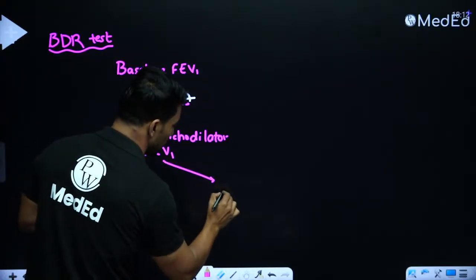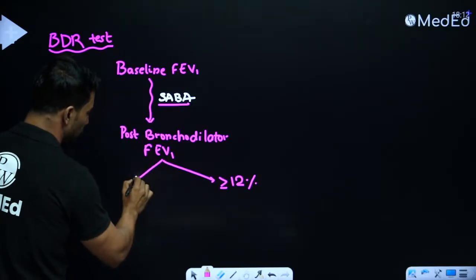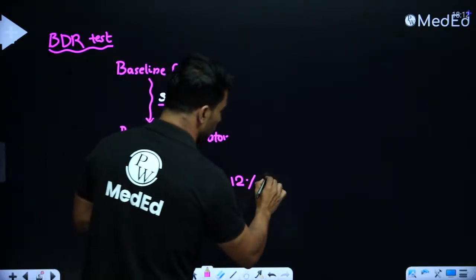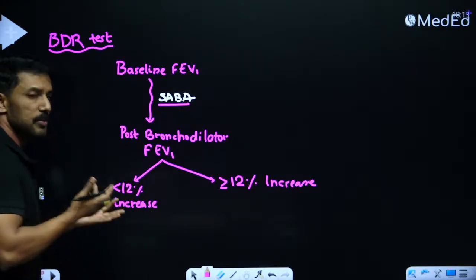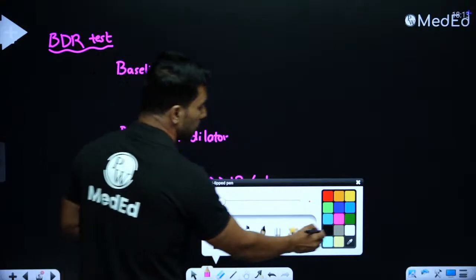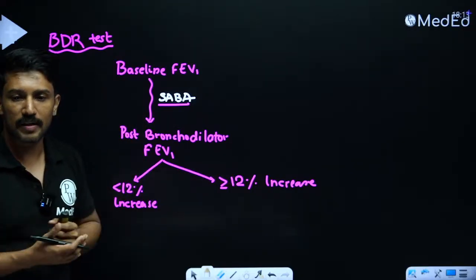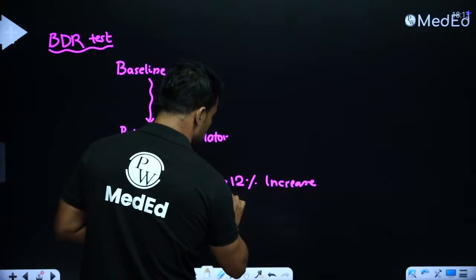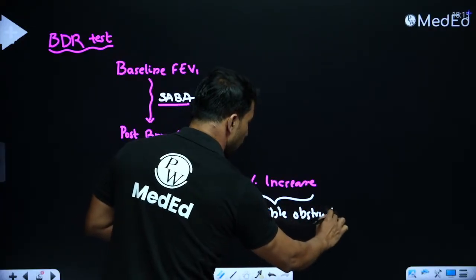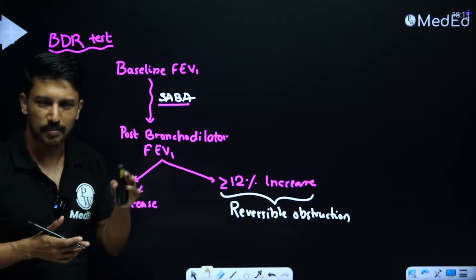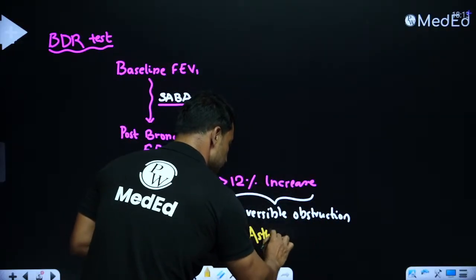So we look at whether there is an increase of more than or equal to 12%, or an increase of less than 12%. Less than 12% means it can be 0 as well, no increase at all. So if the FEV1 increases from the previous value by more than or equal to 12%, that means the bronchoconstriction is reasonably reversible. So I can now call it reversible obstruction. Among the three major obstructive disorders that we discussed, that is asthma, COPD and bronchiectasis, only asthma is reversible obstruction. So for all practical purposes, it is equivalent to asthma.